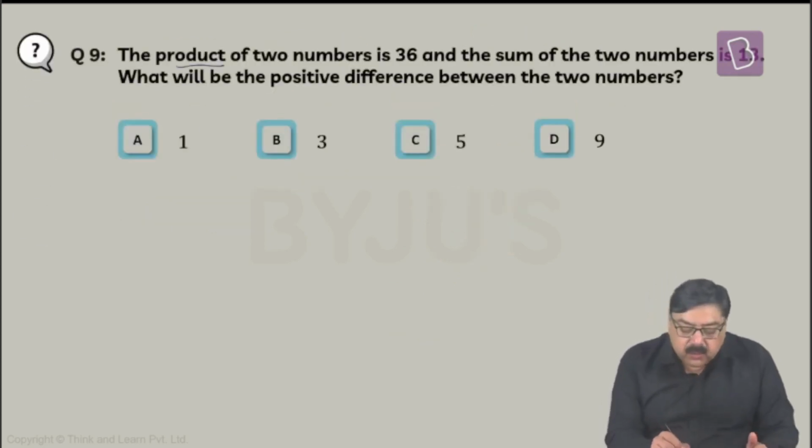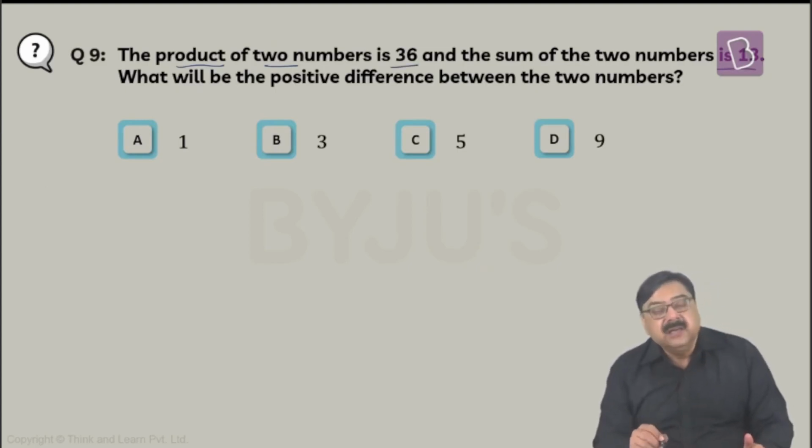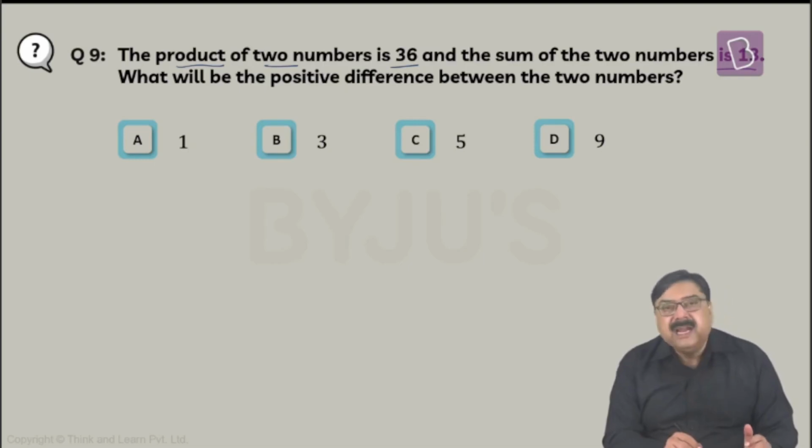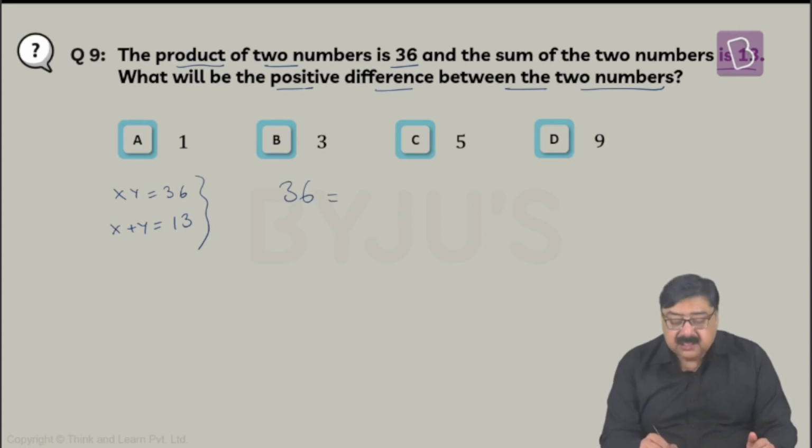Now the product of two numbers is 36 and the sum of the two numbers is 13. So let the two numbers be x and y, let us say. So xy is given to us as 36 and x plus y is given to us as 13. What will be the positive difference between the two numbers? I think the best way here would be using the shortcut. What is the shortcut here? Rather than using equations here, just factorize 36 now. 1 into 36, 2 into 18, 3 into 12, 4 into 9.